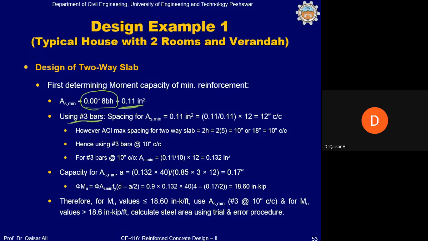If we are using number 3 bar, the spacing for this reinforcement is 0.11 divided by 0.11 multiplied by 12, so 12 inch spacing is coming for number 3 bar. But you know that for two-way slab system, there is a requirement that maximum spacing shall not be greater than 2h. अभी पिछले slide पर हमने पढ़ा, सही. So the maximum spacing coming from this is 10 inch. Okay, so it means that 10 inch spacing is governing. Clear है कि नहीं?